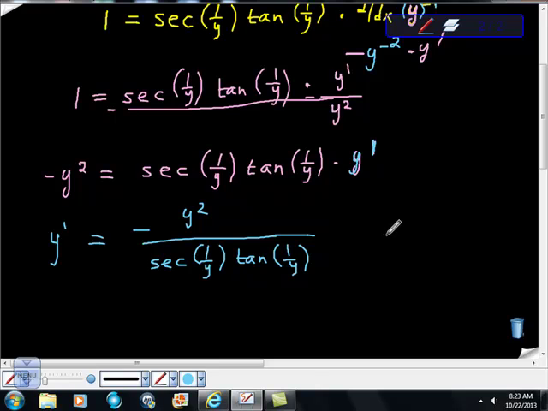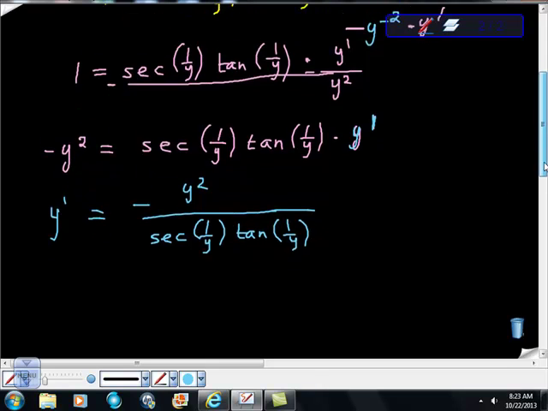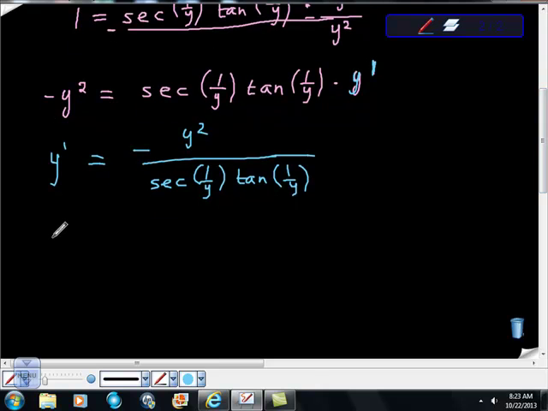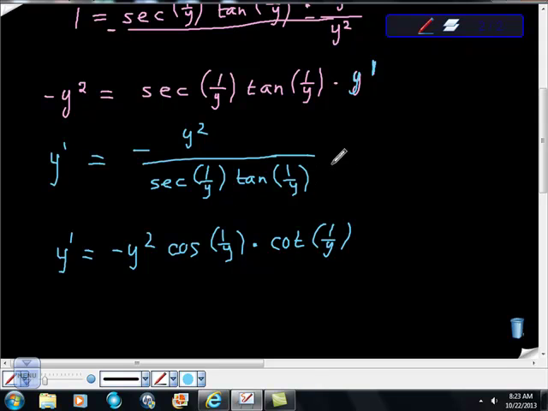Now the deal here is we can actually clean this up more. This is a correct answer, but we know that secant is 1 over cosine, and tan is sine over cosine. So we can bring those things up, so we can get it out of this rational form, and it comes up this way: y prime is equal to negative y squared cosine 1 over y times cotan 1 over y. I'm using the theorem of complex fractions here, right? And that's my answer.